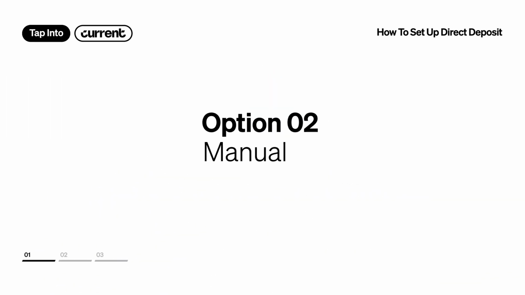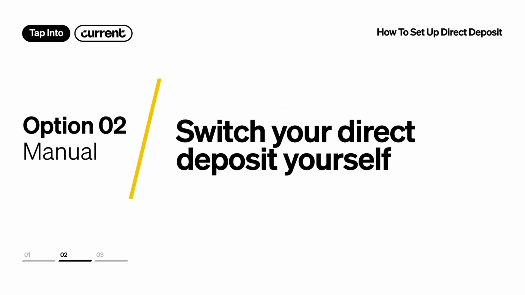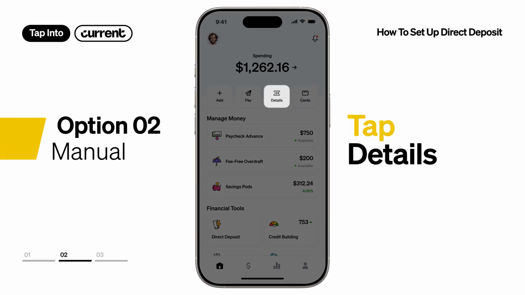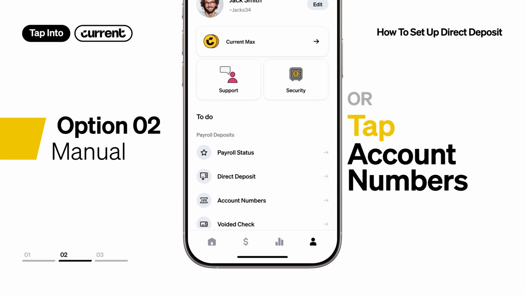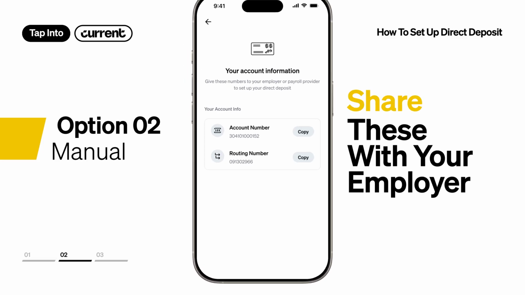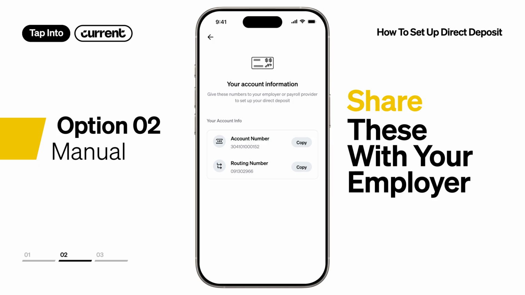The second way is to do it yourself. Just use your account and routing number. You can find your account and routing number by tapping Details on the Overview tab, right below your spending balance. Or you can click into the Account tab and then tap Account Numbers. Please provide the 2 numbers to your HR or manager and then ask them to deposit your next paycheck there.